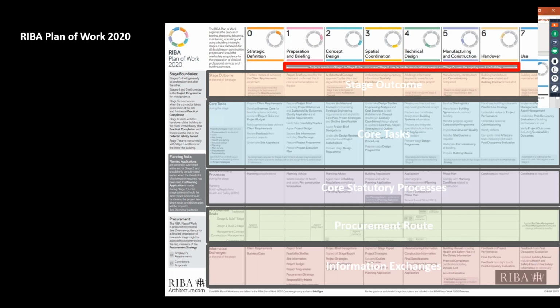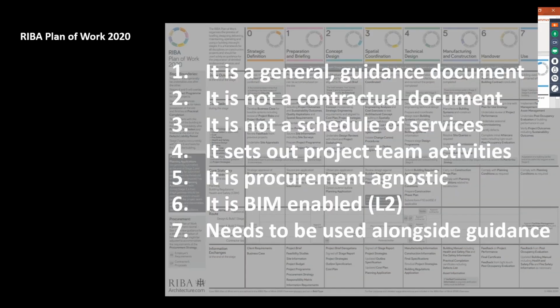So a couple of points again that we iterated in 2013 around what the plan of work was. So I'd just like to quickly run through these. The plan of work is just a guidance document. It's really a framework. It is not intended to be a contractual document, and nor can it be, because it doesn't say who does what when, and it does not really include a proper schedule of services.